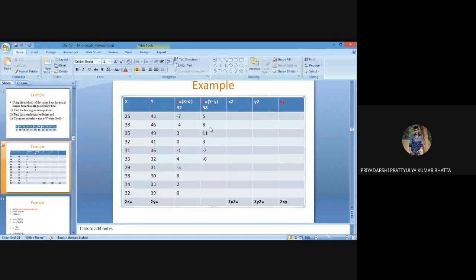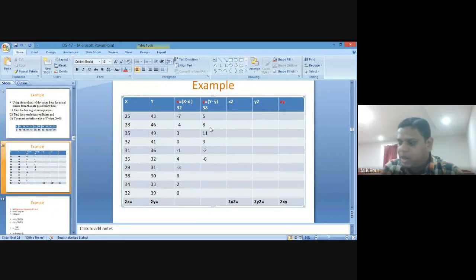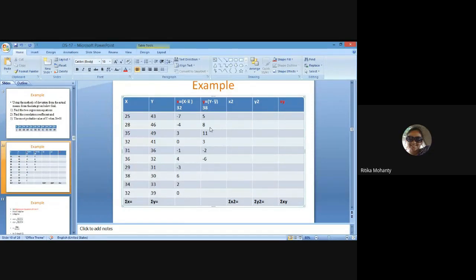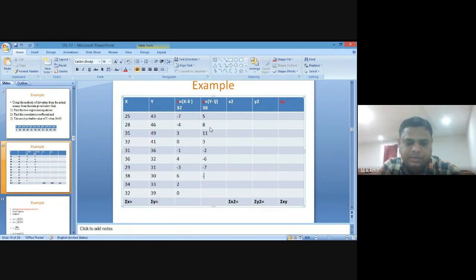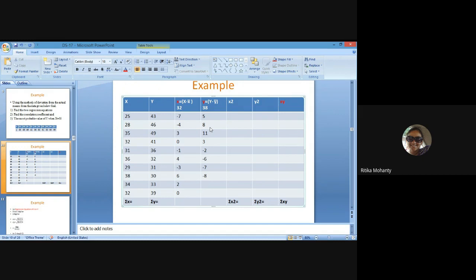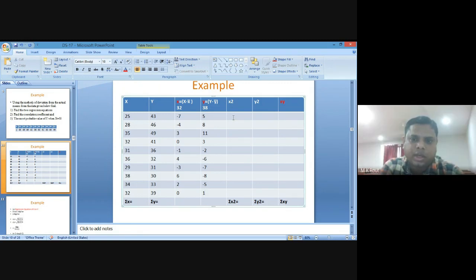The next is 31 minus 38, which is -7. Then -8. The next one is -5. Next one is 1. Next one, how much? 1. Then you go for the square of this.